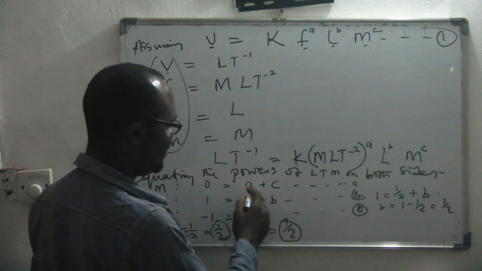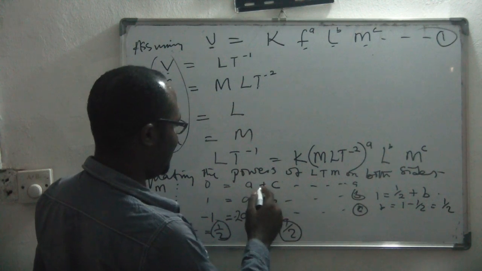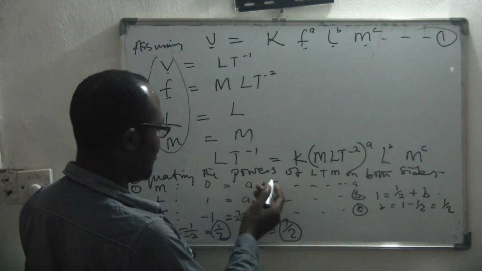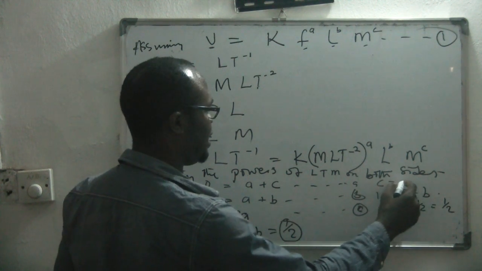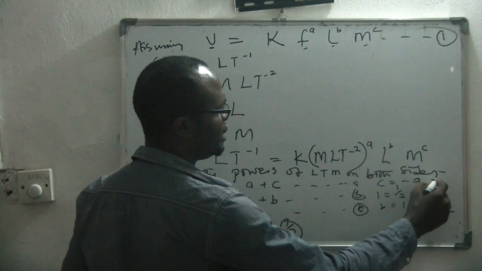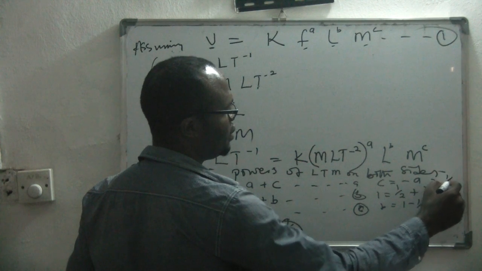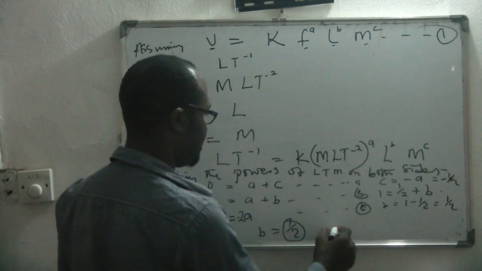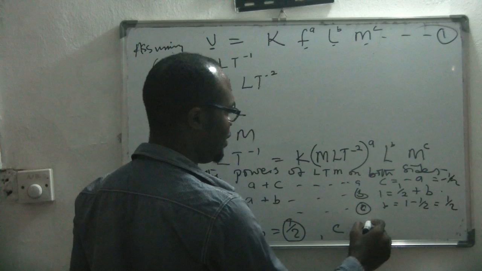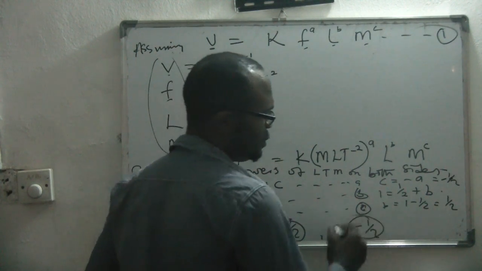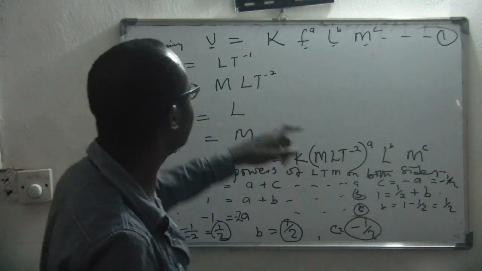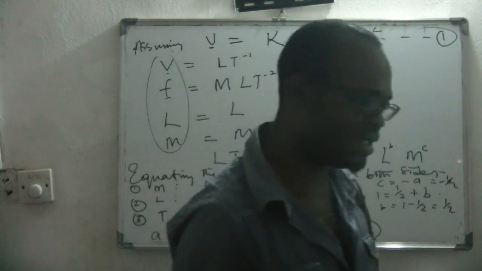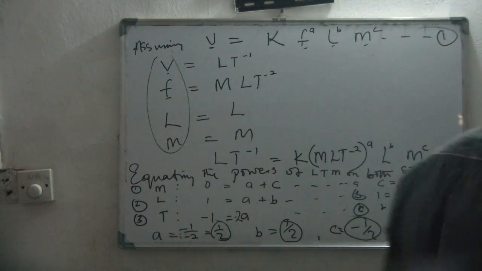Can you see it here? Yes. You can carry this C and come over. You can carry A and come here so that you can say that C is equal to minus A, which is the same thing as saying minus 1 over 2. So C is actually equal to minus 1 over 2. So now you can see the values of A, B, and C that we can use to replace them. Is that clear? Yes, sir.